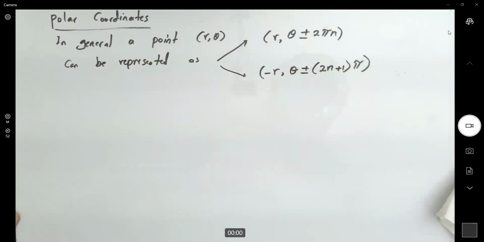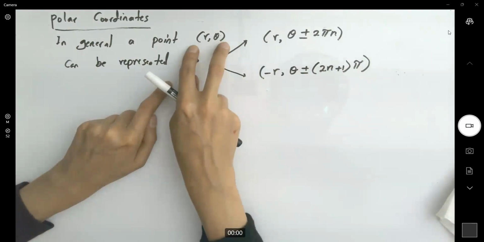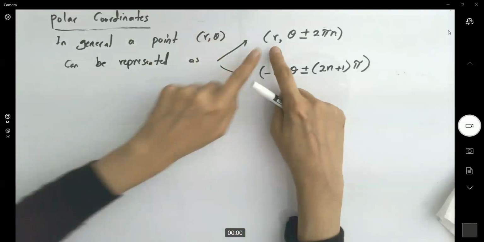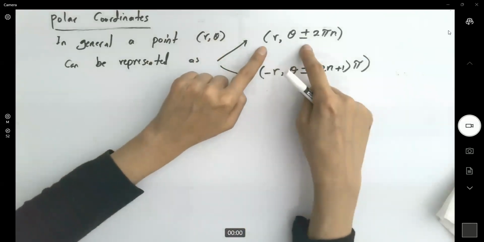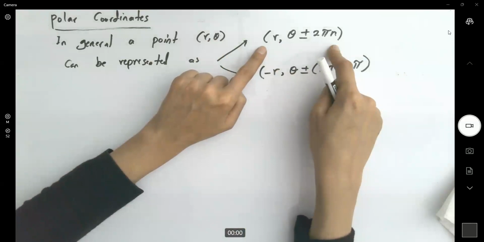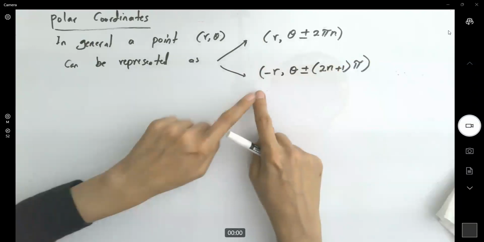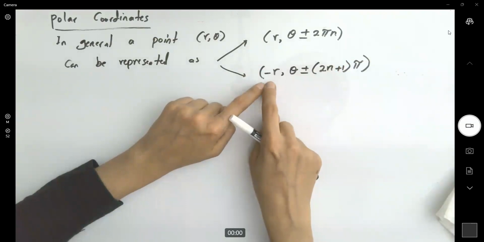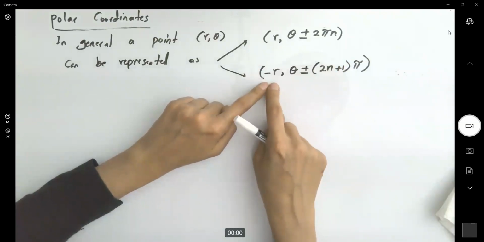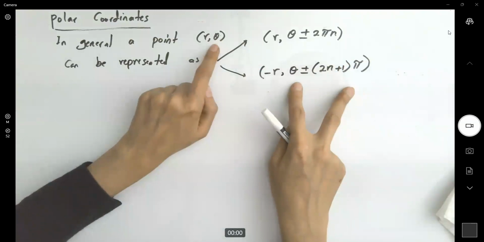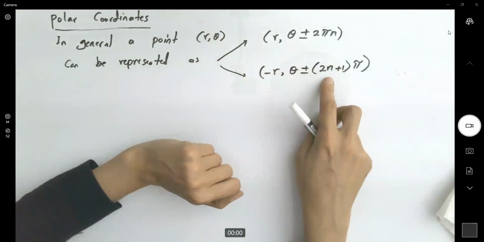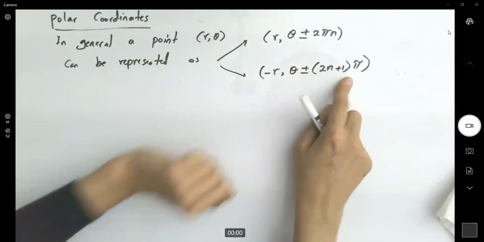So in polar world, if you have a point like r and theta, you can represent this point by r comma theta plus minus 2 pi n, and n is just an integer. Or since r is a directed distance, it can take a negative sign as well. Negative r, and the angle theta is equivalent to theta plus minus 2n plus 1 times pi.